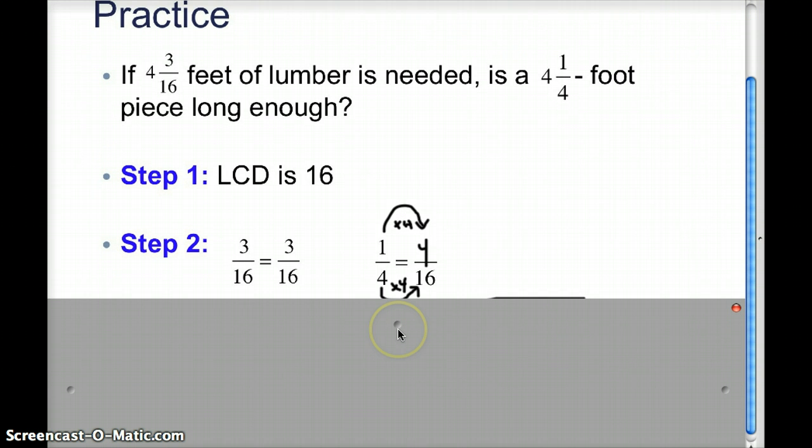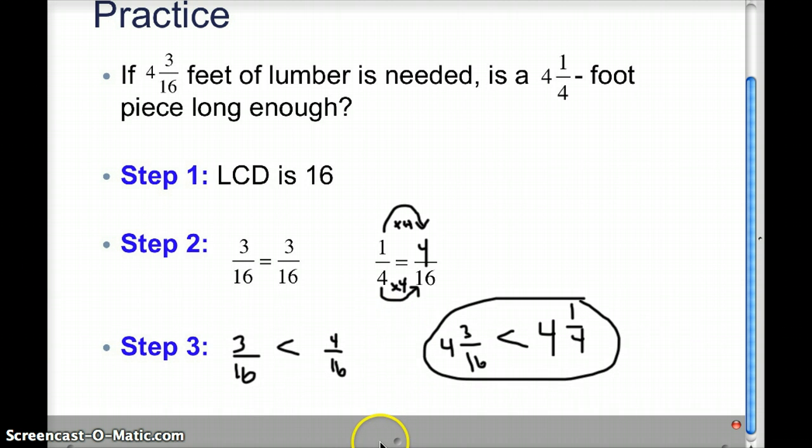After you have your equivalent fractions, all you need to do is compare the numerators. So that's what I did down here. 3/16, that is less than 4/16 because 3 is less than 4. Remember to write your final answer using the original mixed numbers in the problem. How did you do on this one? If you didn't get something, pause it, figure out the part that you didn't get, or make sure you come with a question tomorrow.